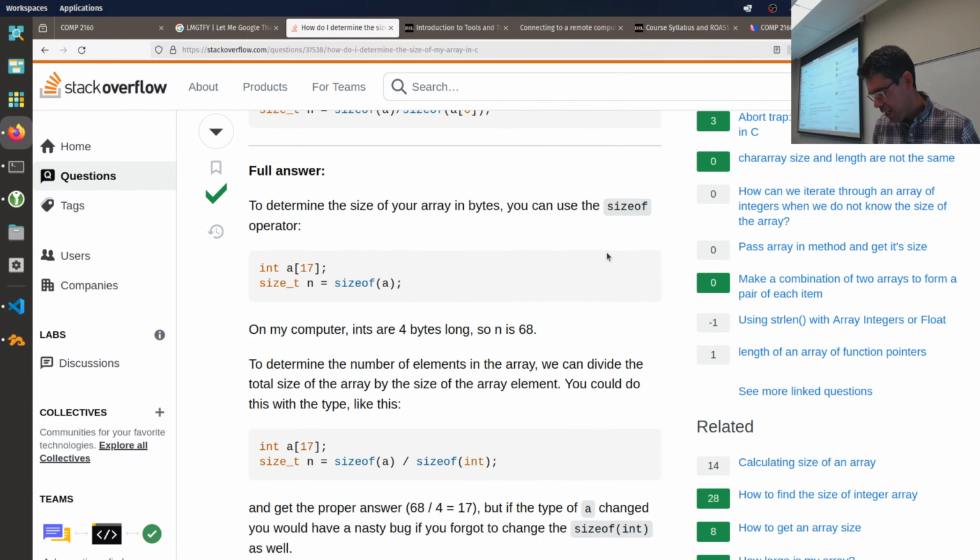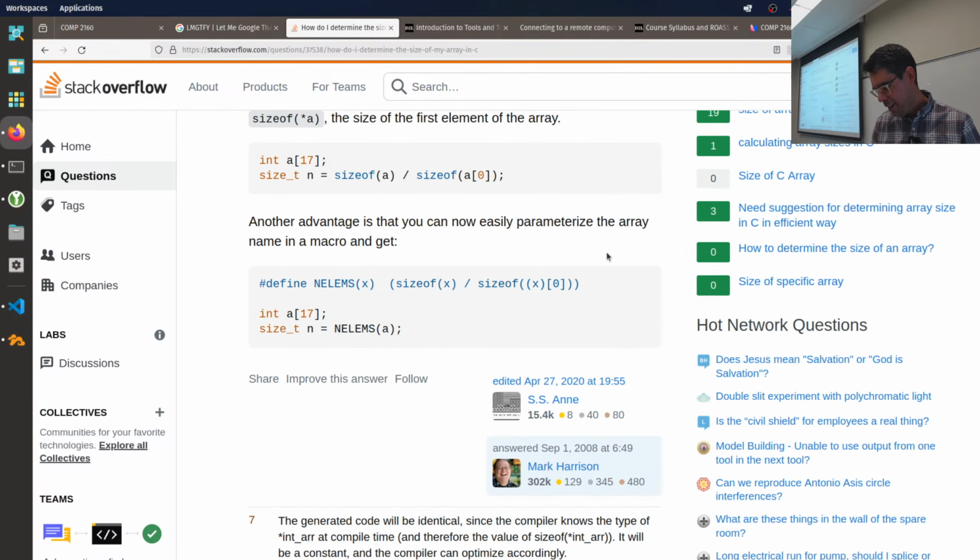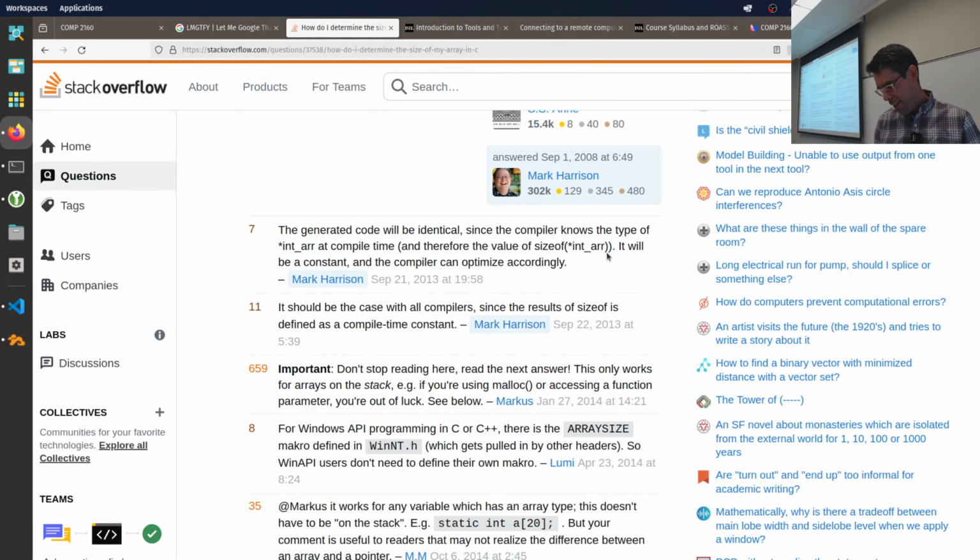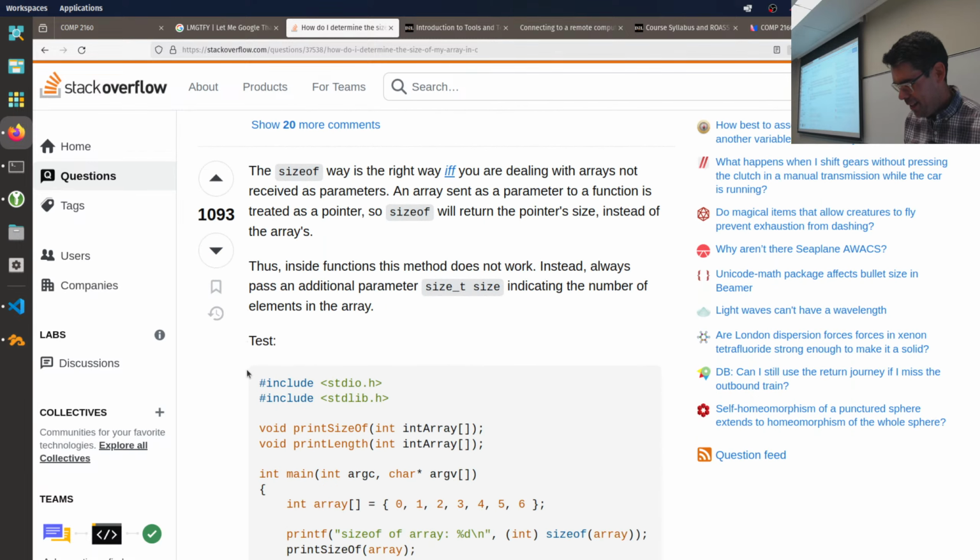And if you do kind of scroll past this and you keep going, and you see this comment that's upvoted very highly, don't stop reading here, read the next answer. The next answer is, it doesn't actually work. And here's the right way to do it. It's okay to use Stack Overflow, but if you are going to use Stack Overflow, make a point of trying what they're doing in different contexts to see how long things are.